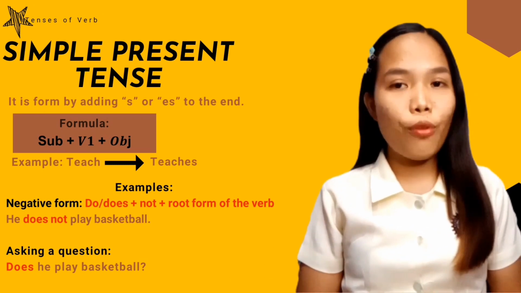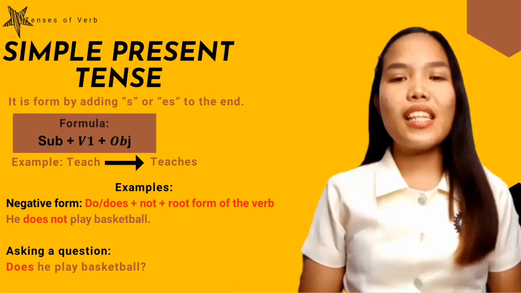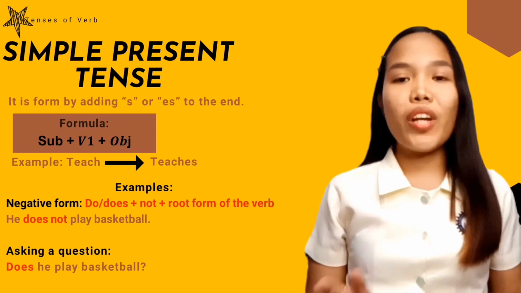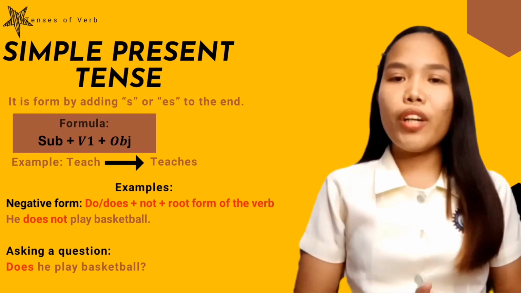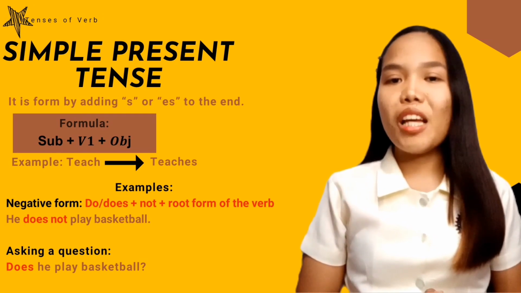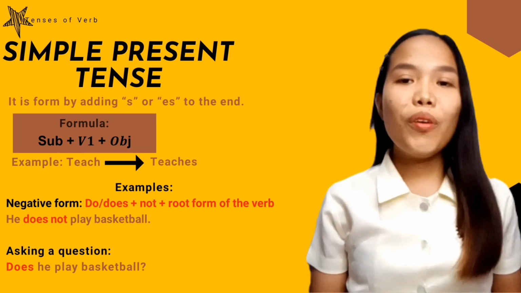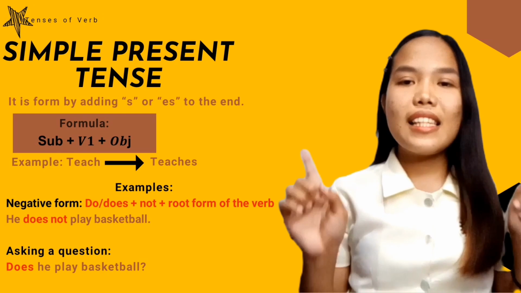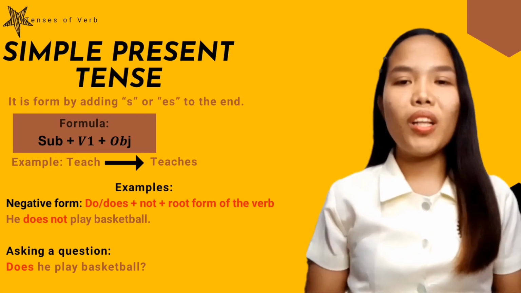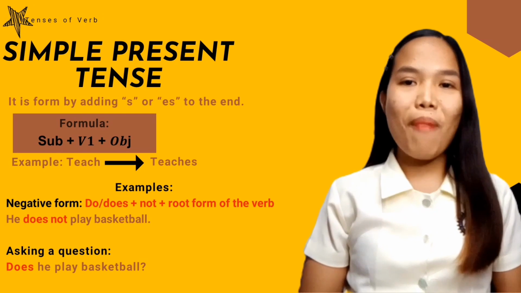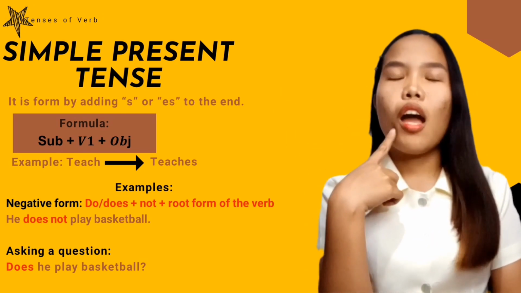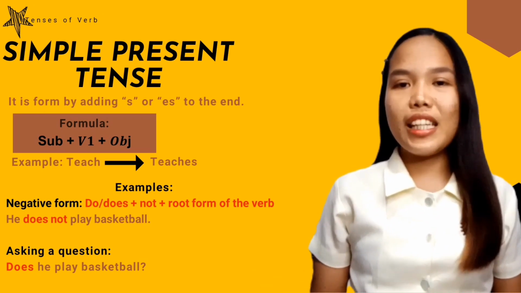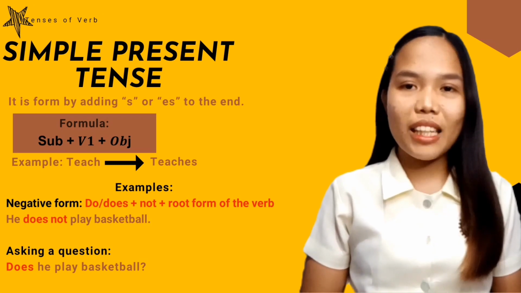How about in negative form? Simply, you're just gonna add the words does not in the sentence, mostly if you are using regular verbs in third person. For example, he does not play basketball. How about if you are using the regular verbs in first and second person? Simply this one. For example, I do not play basketball. How about if you are asking a question? Simply like this. For example, does he play basketball?